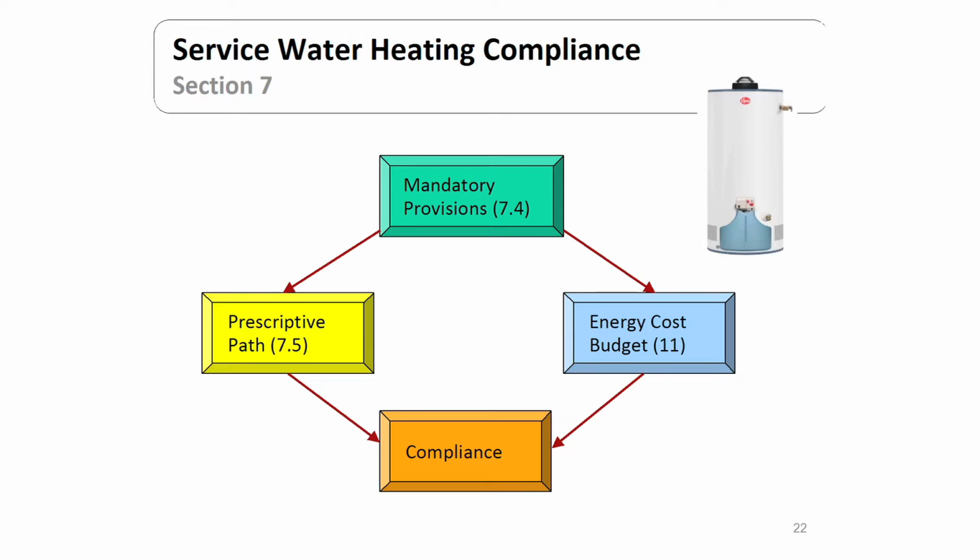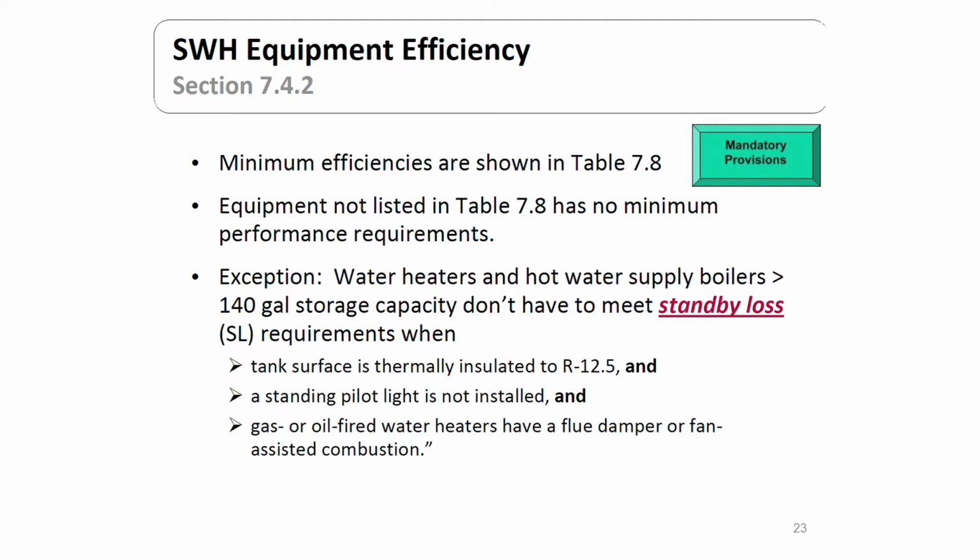Again, even though the prescriptive is not met. Mandatory, on the other hand, does have to be met. So that one's an item that has to be done for sure. On the service water heating equipment efficiency, we have a table in here, 7.8. If the equipment's not in the table, it literally has no minimum performance requirement.